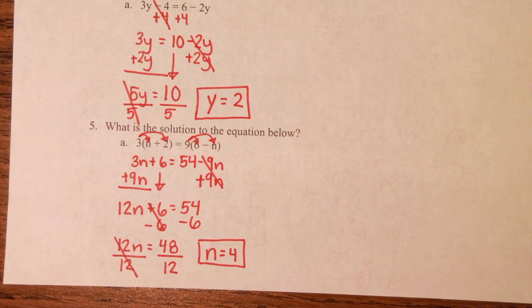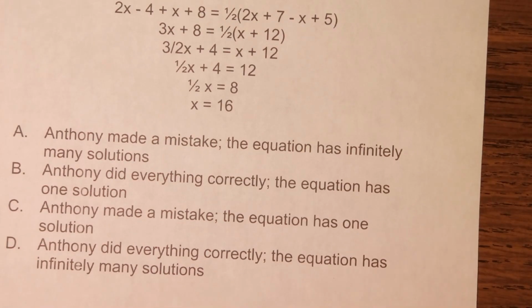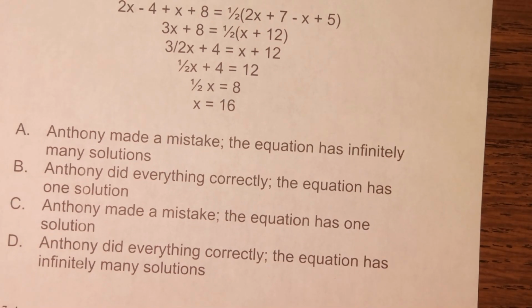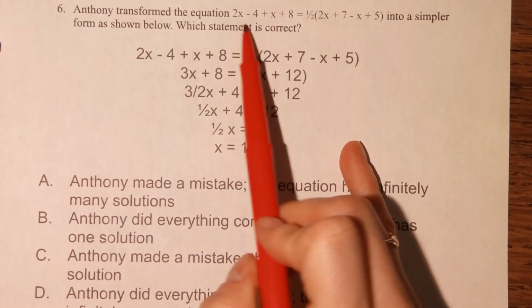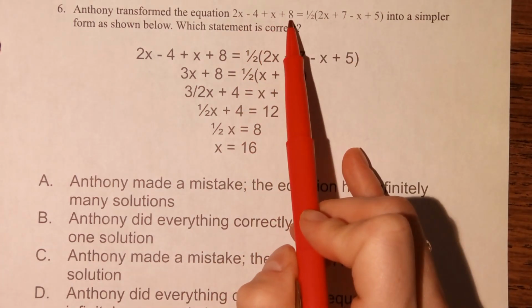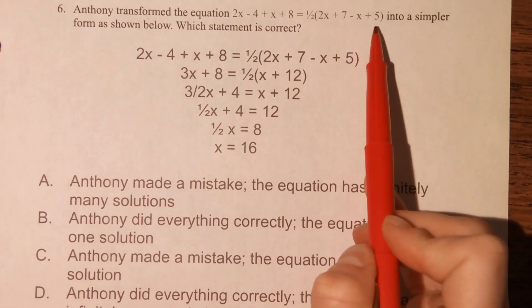Now let's try number 6. Number 6 is a multiple choice problem. So the first thing that we can do is look at how Anthony transformed the equation 2x minus 4 plus x plus 8 equals 1/2 (2x plus 7 minus x plus 5) into a simpler form as shown below. Which statement is correct? We have A, B, C, D.